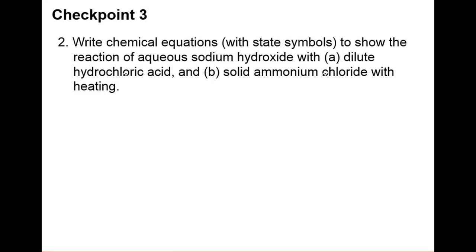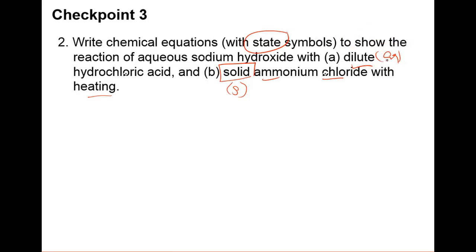Right, simple chemical equations with state symbols. Take note, with state symbols, to show the reaction of a base with an acid and a base with an ammonium chloride with heating. Take note, this is solid, so write (s). Dilute HCl will be (aq).